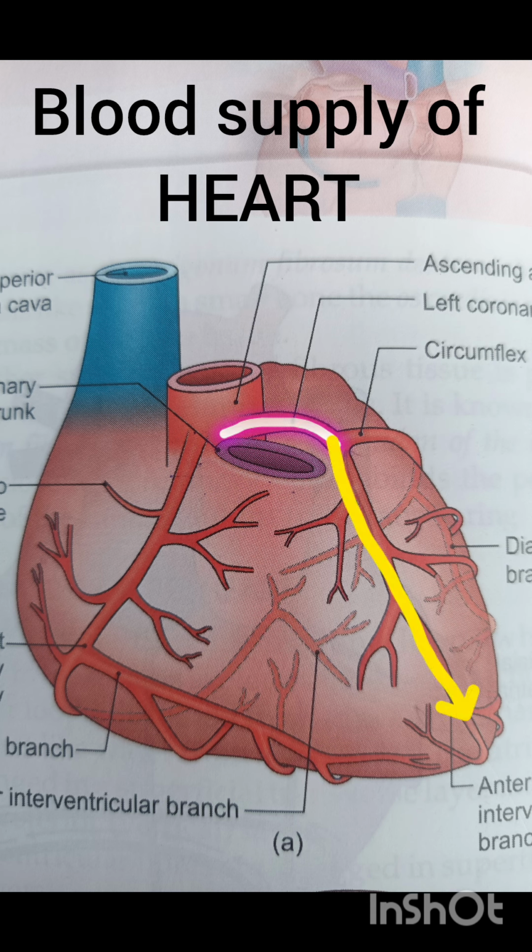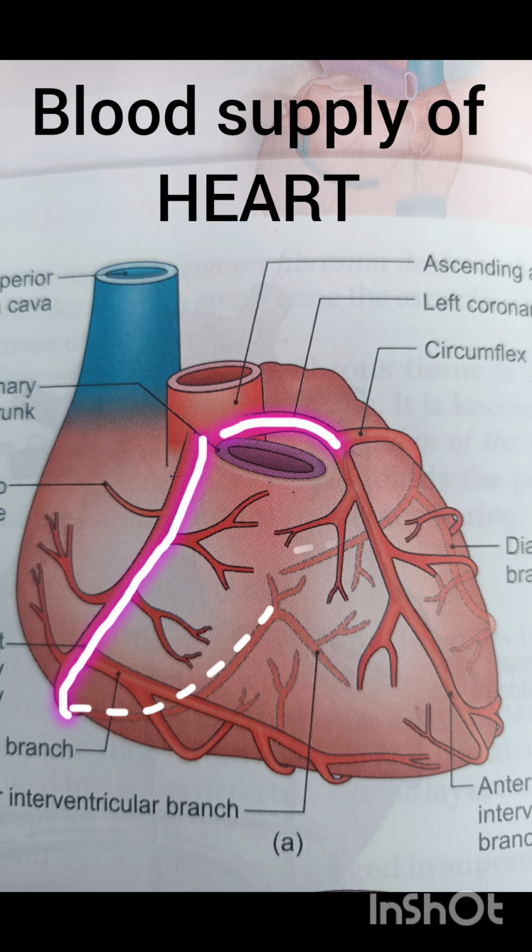Now the left coronary artery here gives a branch known as the anterior interventricular branch over the anterior interventricular groove. Then it continues further to the left as the circumflex branch and goes behind. Then this circumflex branch and the right coronary artery meet behind and anastomose. Here is the anastomosis.